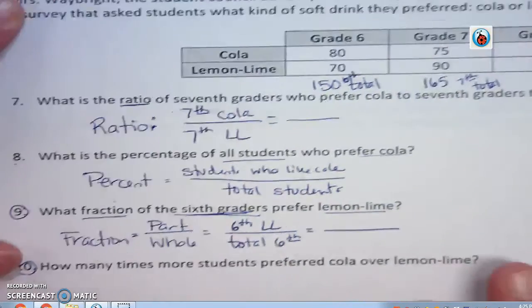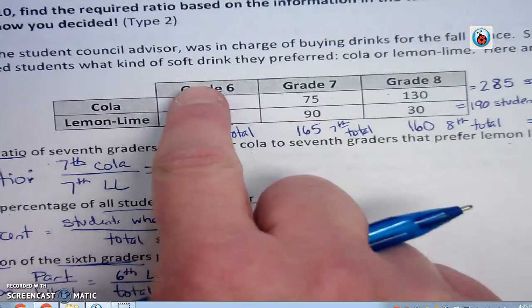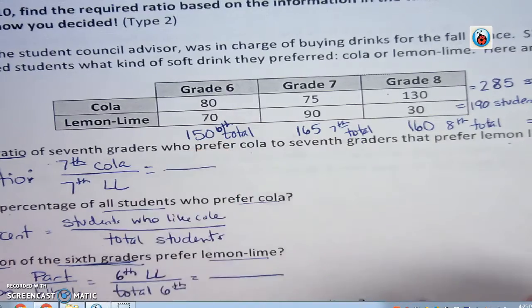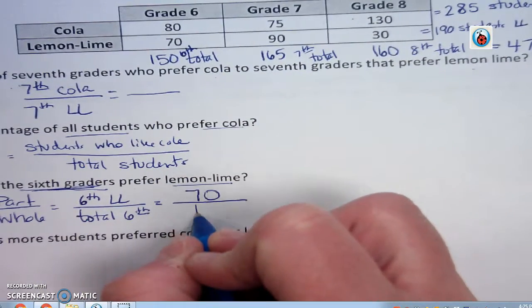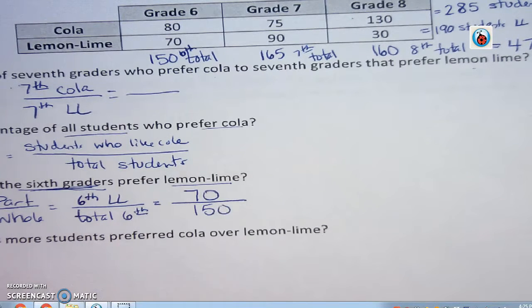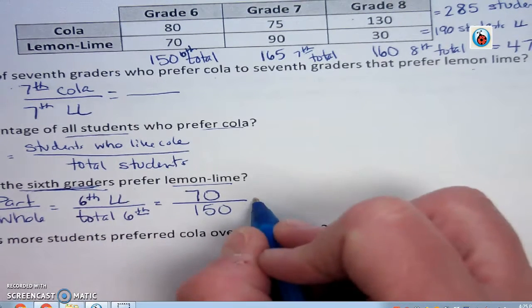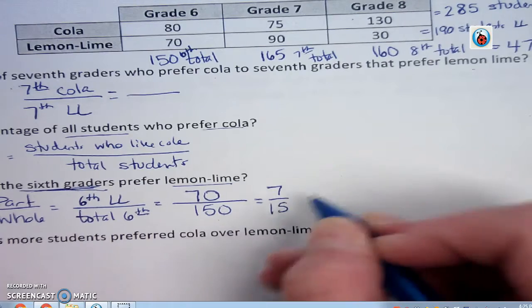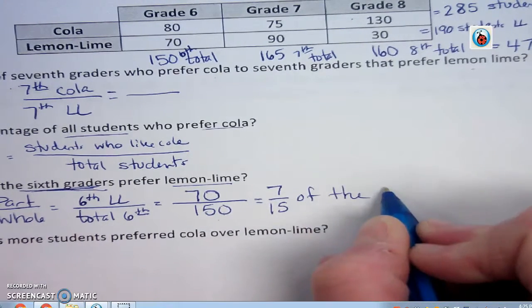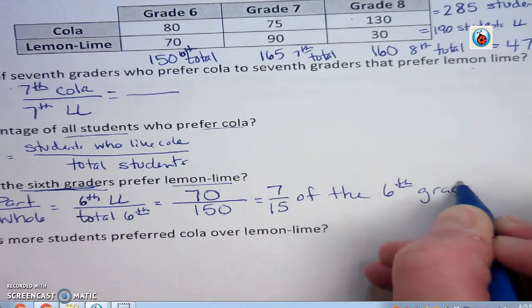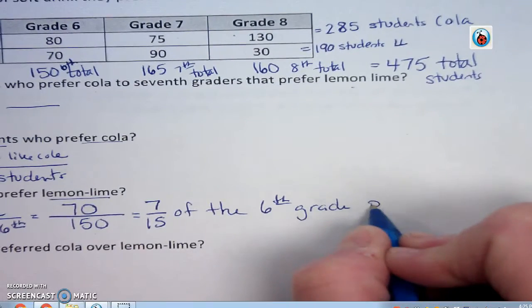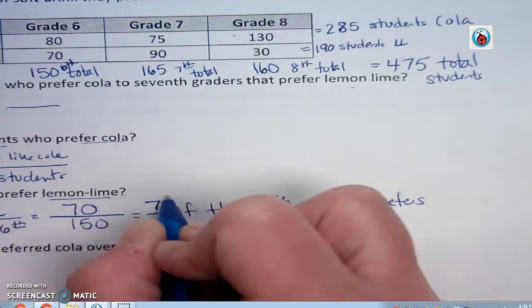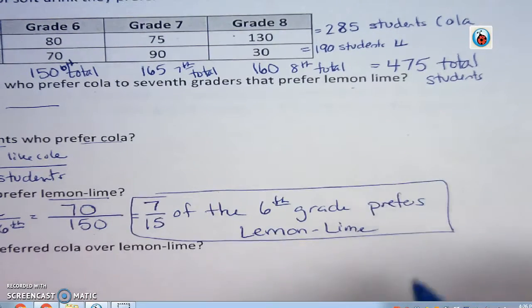So I'm going to find those numbers up here in the table. I'm going to look at the 6th grade column. 70 students like lemon lime in 6th grade, and that's 150 total. So that would be 70 over 150. I have a fraction. I would enter that in a calculator, hit simplify, and what it's going to do is essentially just divide by 10, and you're going to get 7/15. So 7/15 of the 6th grade prefers lemon lime. So there's my statement. I'm going to box it, and there we go.